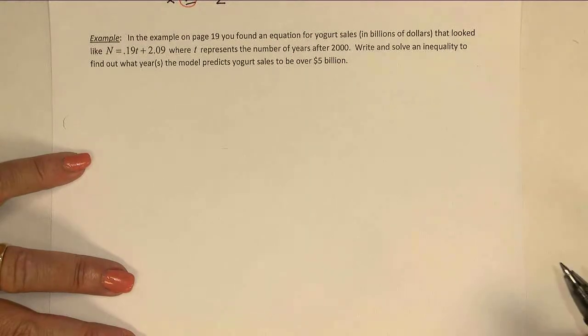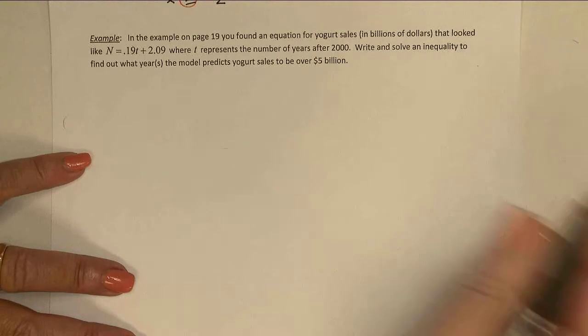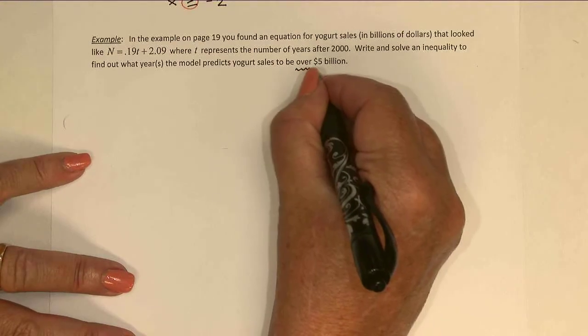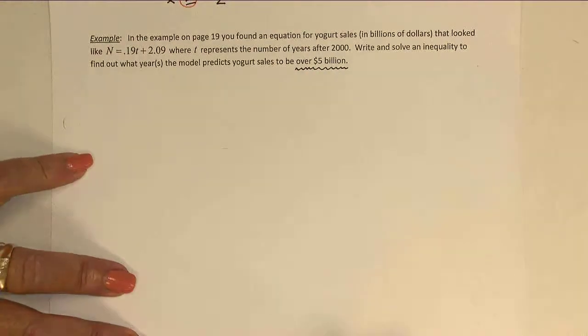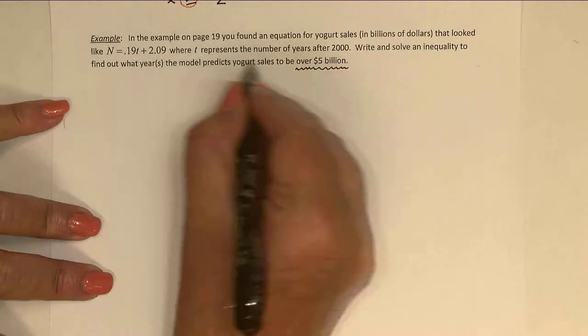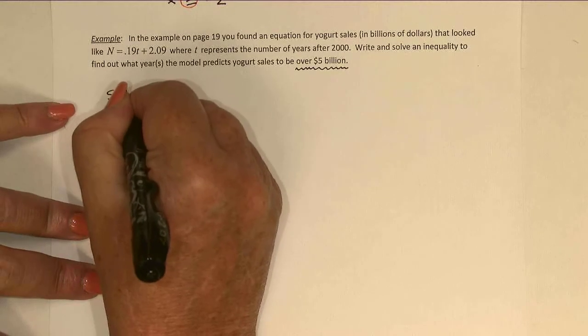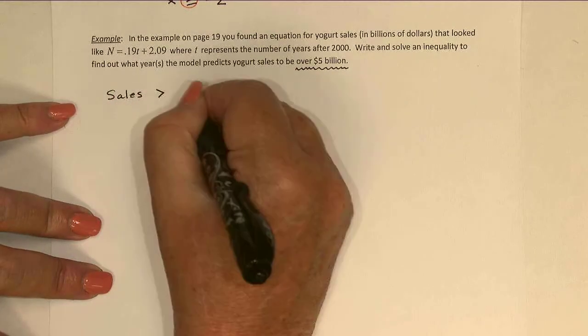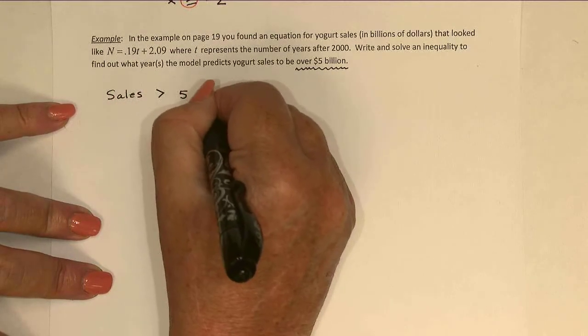We'd like to write and solve an inequality to find out what years does the model predict our yogurt sales to be over 5 billion. Not equal to 5 billion, but specifically over 5 billion. That's our signal that we're going to use an inequality in this case. So I really want the sales to be more than 5 billion.